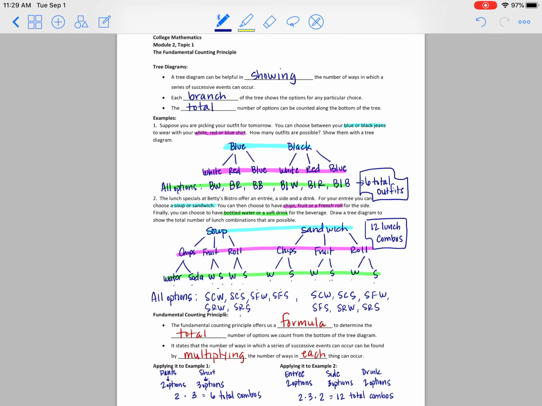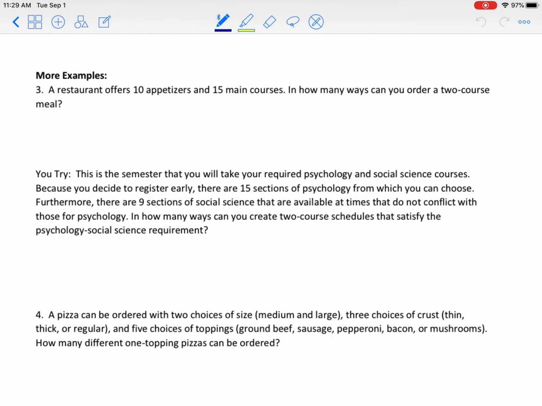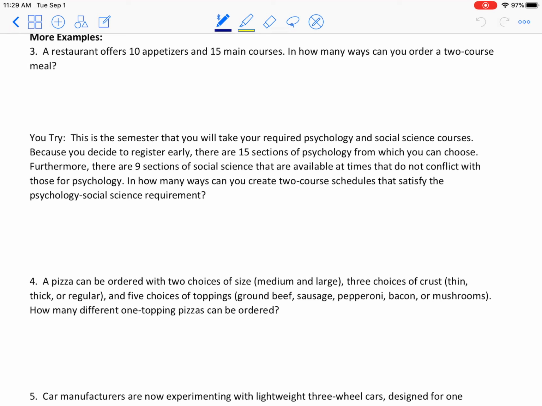So let's practice using our counting principle for a few more examples. A restaurant's offering 10 appetizers and 15 main courses. In how many ways can you order a 2-course meal? So how many total combinations are there possible? Well, the counting principle says we're going to take our 10 options here and multiply by the 15 options here. So 10 times 15 is 150 different combinations. Different, in this case, 2-course meals. And I know you're only choosing 2 things there, but imagine if you had to make a tree diagram to show all 150 of those. That's a lot of branches.